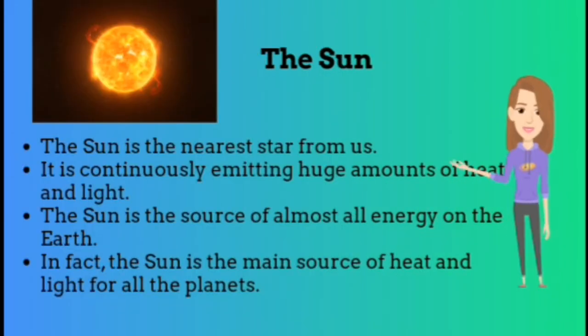Like the head of each family, the sun is the head of the solar system. The sun is the nearest star from us. Yes, you heard it right. The sun is a star. It is continuously emitting a huge amount of heat and light. The sun is the source of almost all energy on the Earth. In fact, the sun is the main source of heat and light for all the planets. Our Earth gets the heat and the light from the sun.